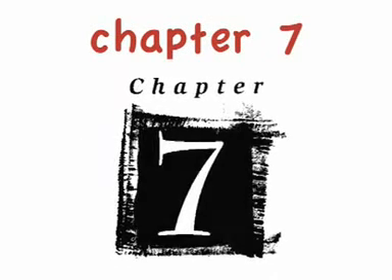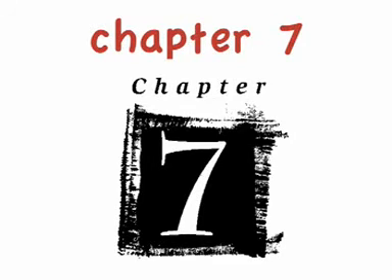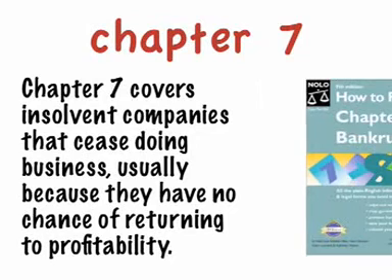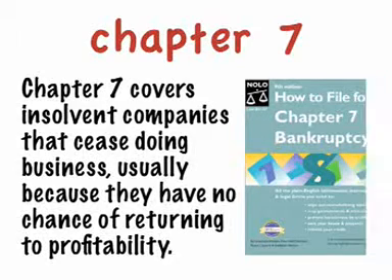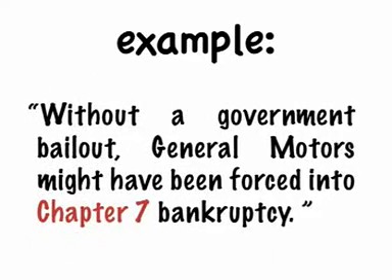Chapter 7. Go into Chapter 7. Chapter 7 of the U.S. Bankruptcy Code covers insolvent companies that cease doing business, usually because they seem to have no chance of returning to profitability. Without a government bailout, General Motors might have been forced into Chapter 7 bankruptcy.